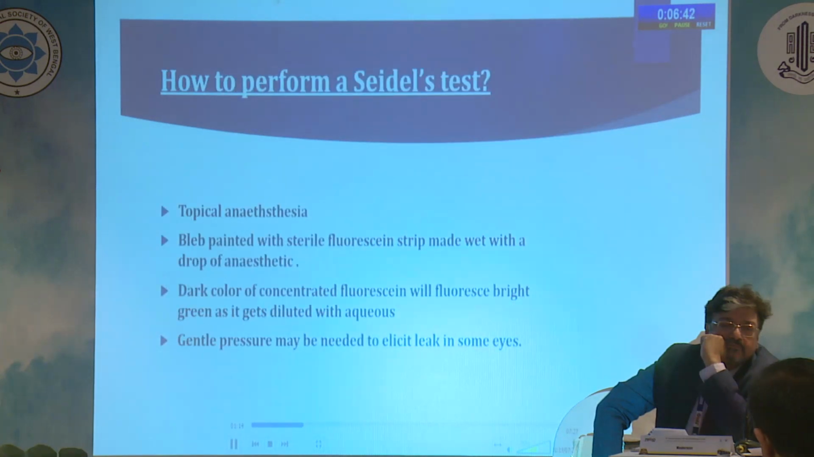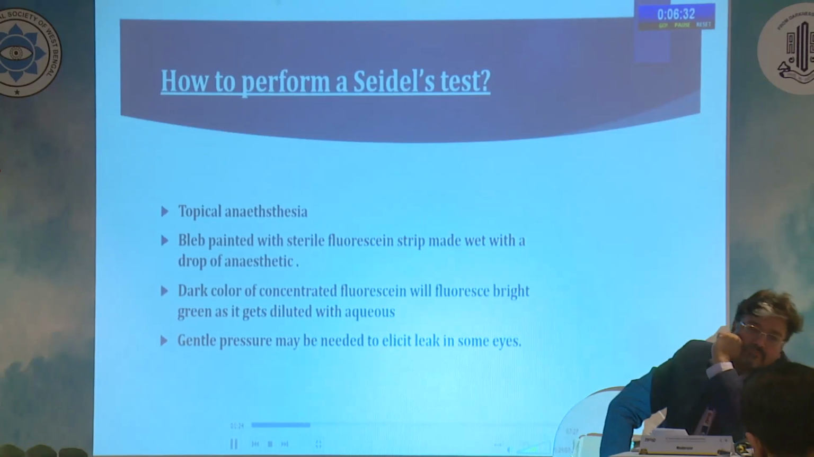How to perform a good Seidel's test? Under topical anesthesia, paint the conjunctiva with a wet fluorescent strip under cobalt blue light. At a point of leak, aqueous will dilute the fluorescent into a bright green trickle.